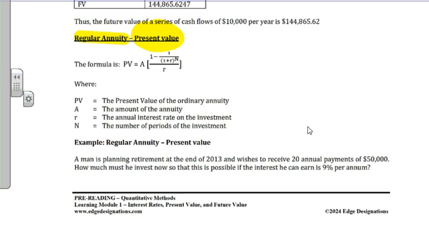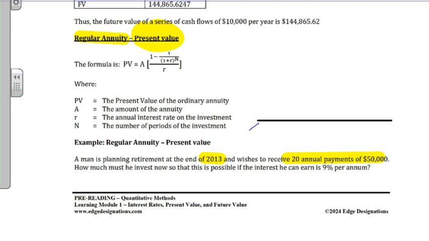A man is planning retirement at the end of 2013. That's when he wants to retire. He wants to make sure that he receives 20 annual payments of $50,000 every year. And the big question is, if we put this onto a timeline, it's always easier to see on a timeline. Let's have a look over here.